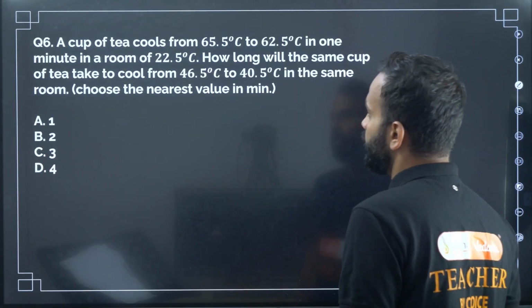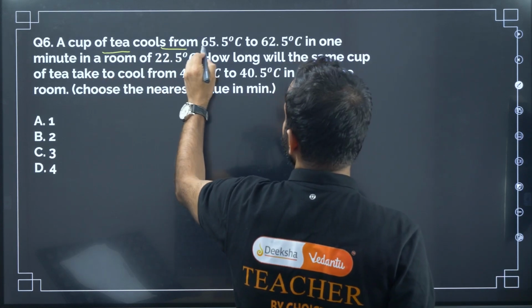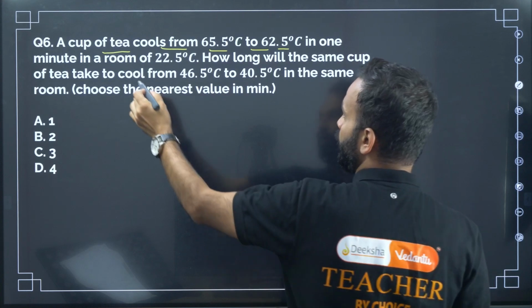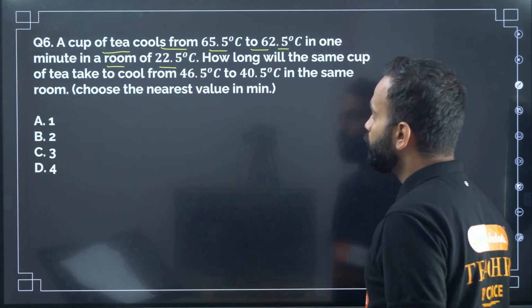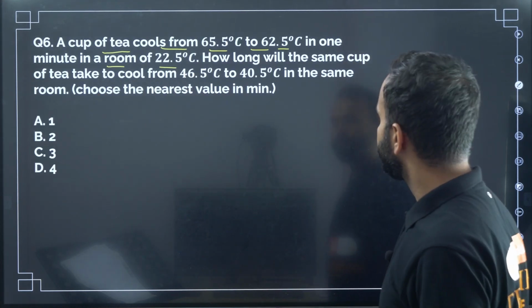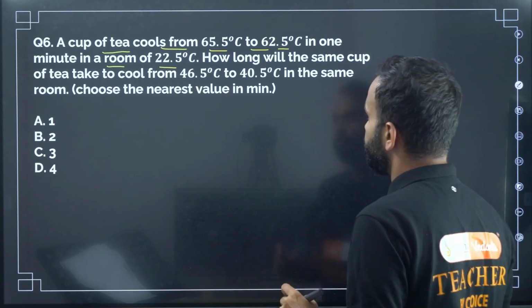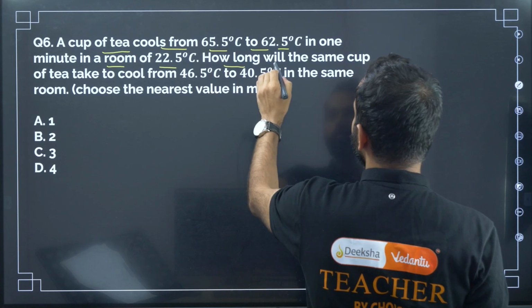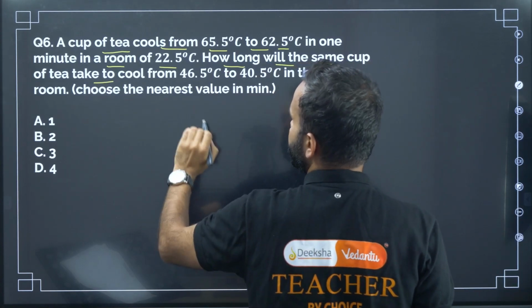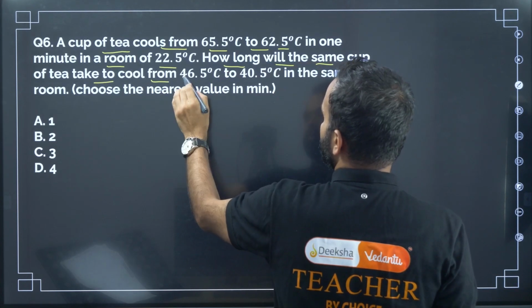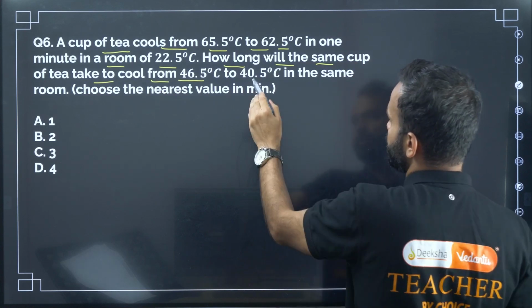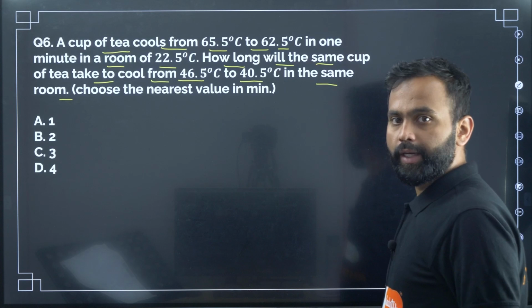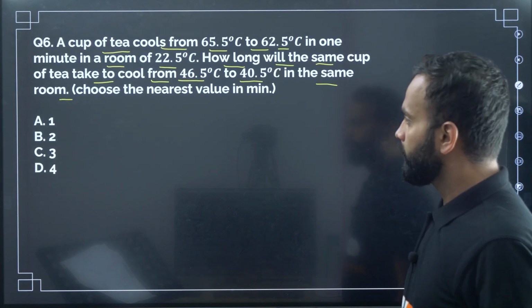Okay, yeah. Next question, question number 6. A cup of tea cools from 65 degrees Celsius to 62.5 degrees Celsius in 1 minute in a room of 22.5 degrees Celsius. Okay, let's read the question fully, then we can solve. How long will the same cup of tea take to cool from 46.5 degrees Celsius to 40.5 degrees Celsius in the same room? Okay, here we have to apply Newton's law of cooling, right?